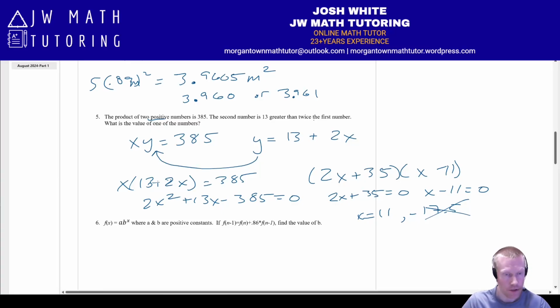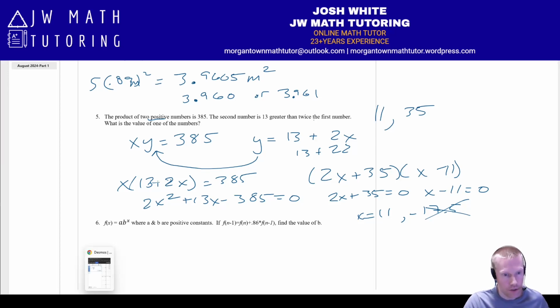So if they ask, it says here, what is the value of one of the numbers? Well, 11 is one of them. Or if you plug 11 in for x, 2 times 11 is 22, plus 13, 35. So either of these would be acceptable correct answers, either 11 or 35.